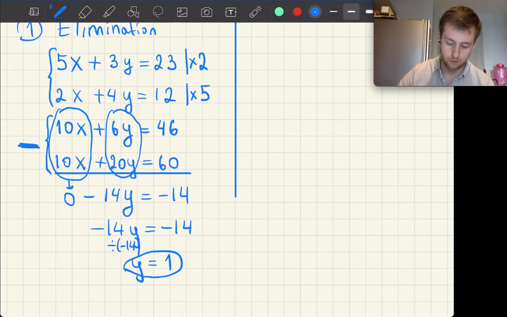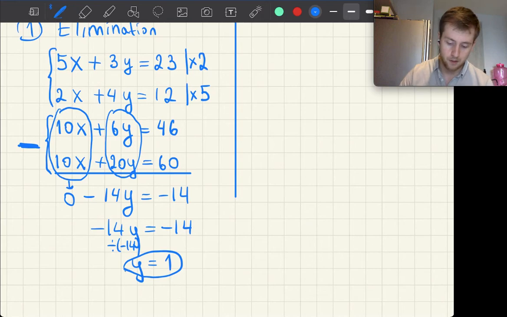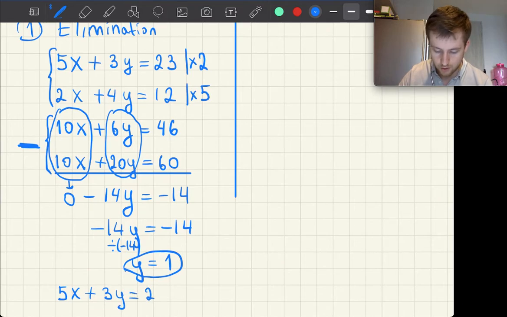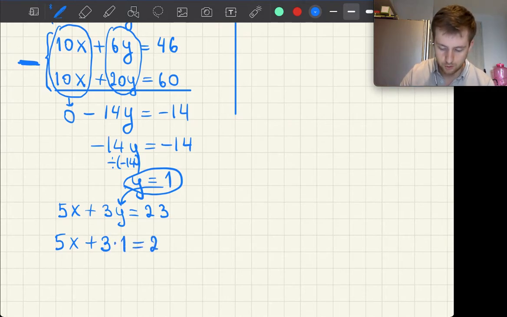Very simple. We take one of the original equations. The first one or the second one, up to you guys, doesn't matter. I'll take the first one. So 5x plus 3y equals 23. What we do is we replace y with the value that we found. So we replace y with 1. You're going to get 5x plus 3. Remember, 3y means 3 times y. So we're going to have 3 times 1 equals 23.